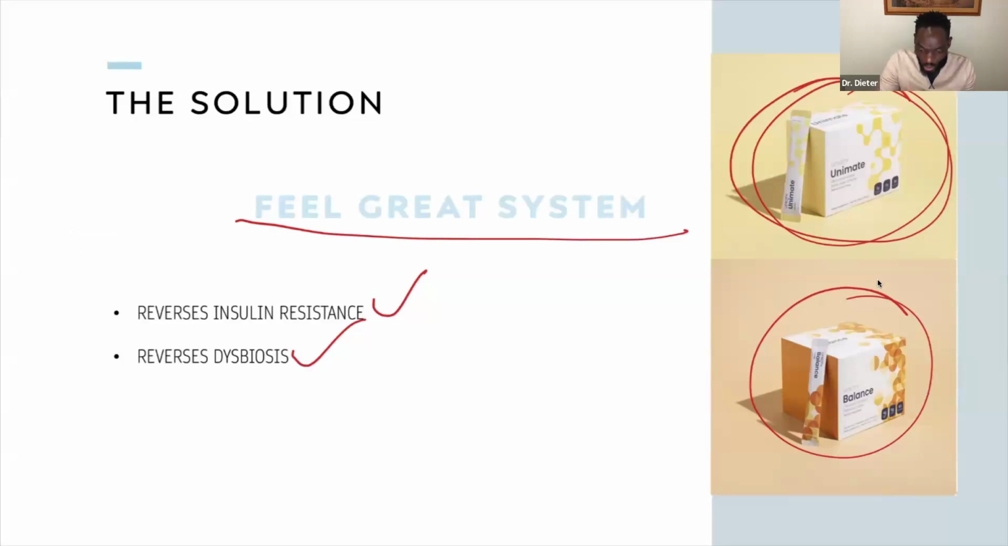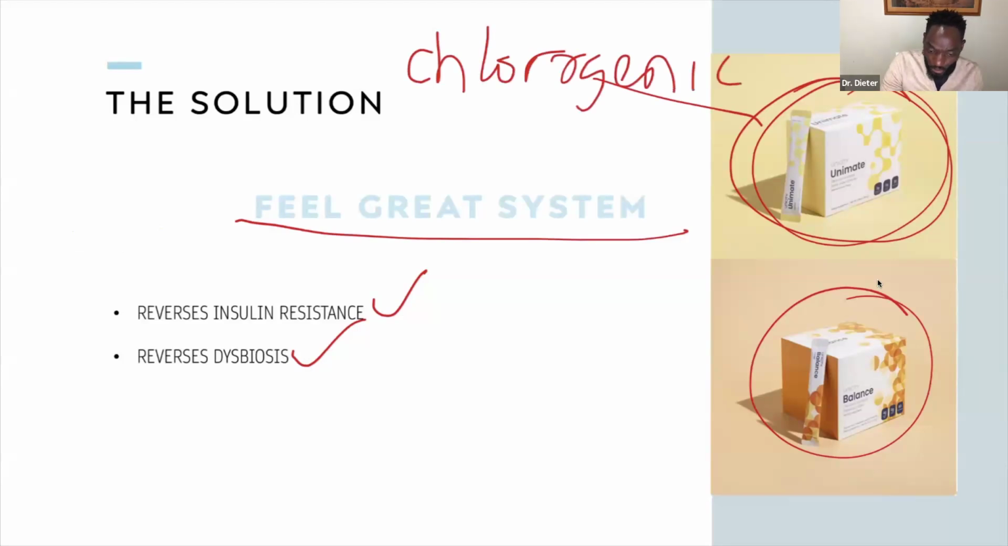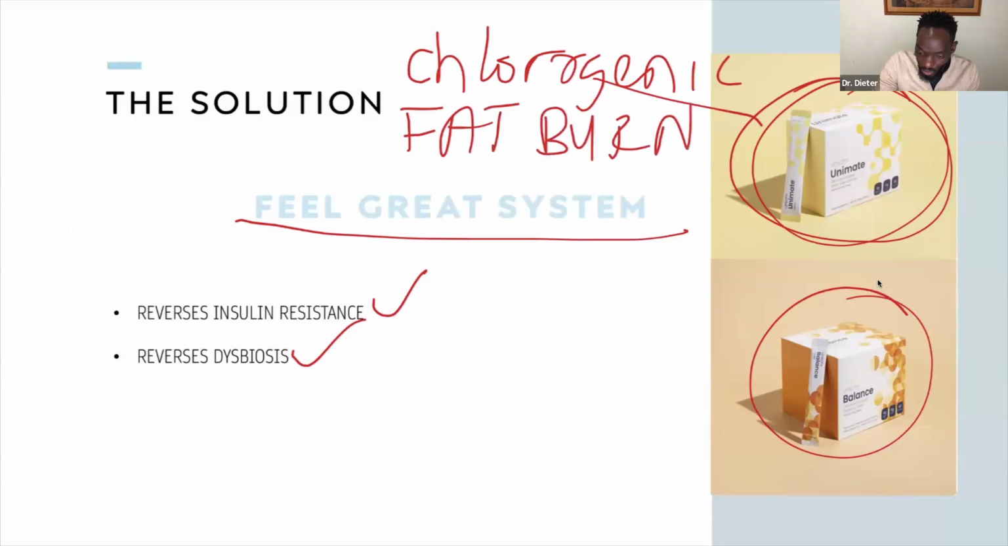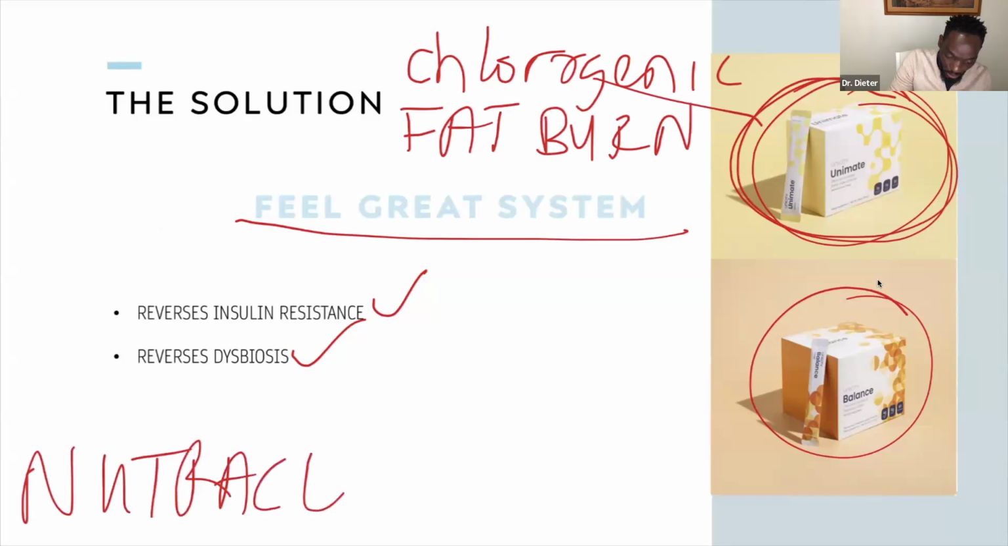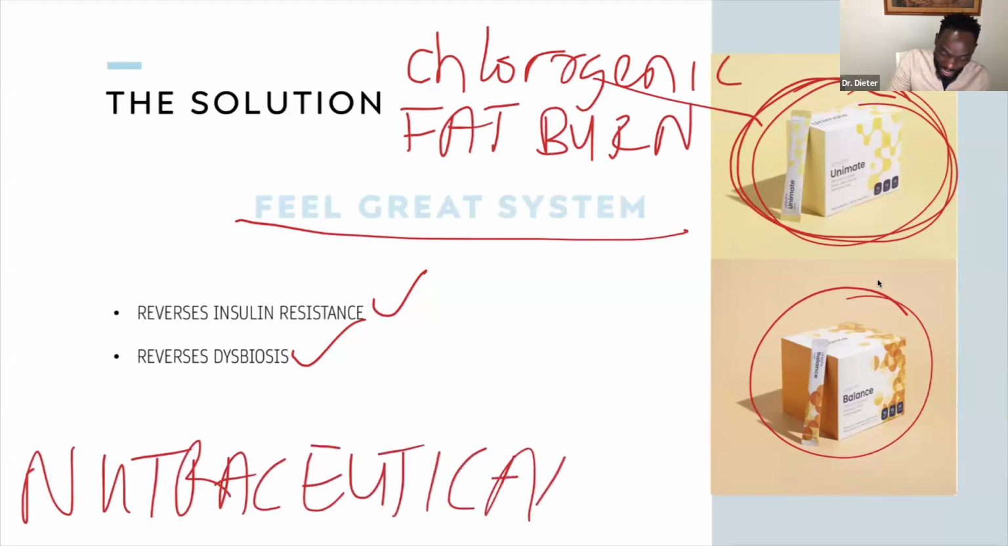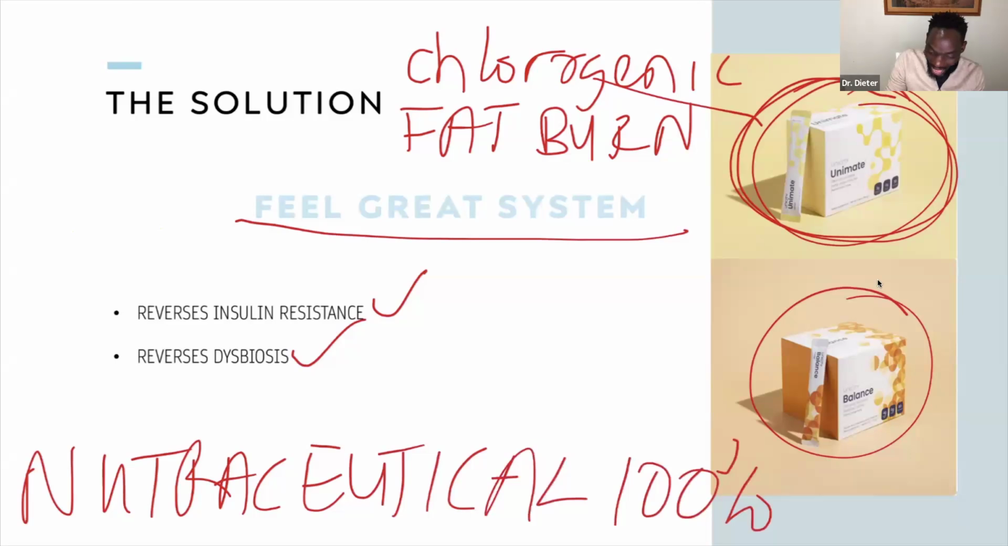Yerba mate, how does it reverse insulin resistance? It contains a special phytonutrient called chlorogenic acid. Chlorogenic acid is a polyphenol, and polyphenols have a property of causing fat burning, lipolysis. So when you consume the yerba mate, by the way, these are what we call nutraceuticals. Nutraceuticals are products made 100% from plants, no medicines in them, but with therapeutic benefits. So when you consume the yerba mate, it has a property of lipolysis, fat burning.